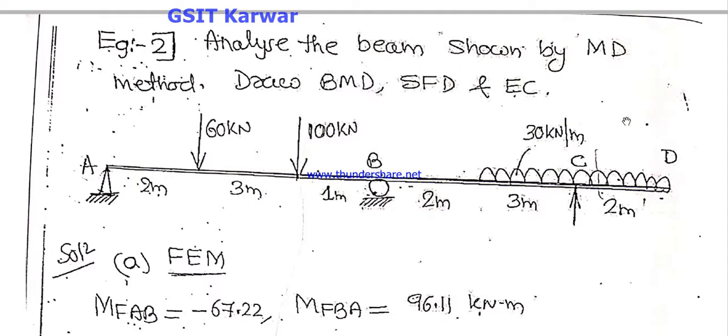Now we can take one more problem. The problem is: analyze the beam shown by moment distribution method. Draw the bending moment diagram, shear force diagram and elastic curve. You can observe here, this is the given continuous beam line diagram.